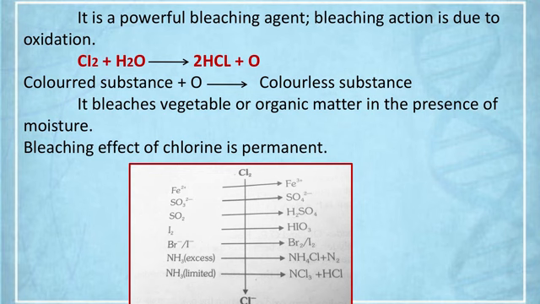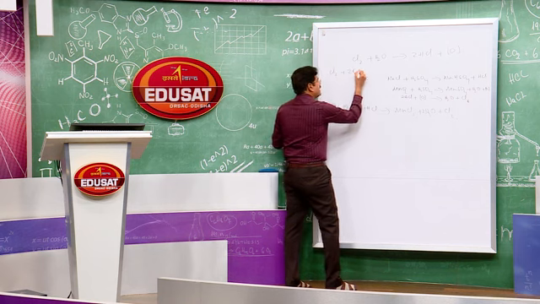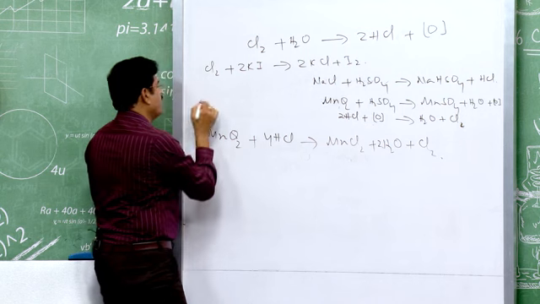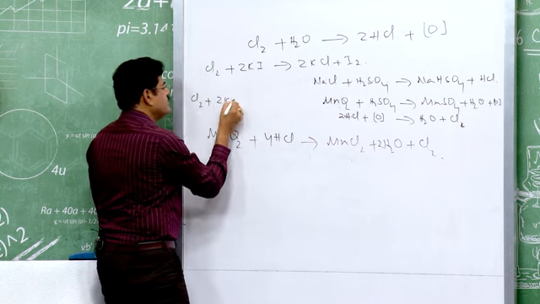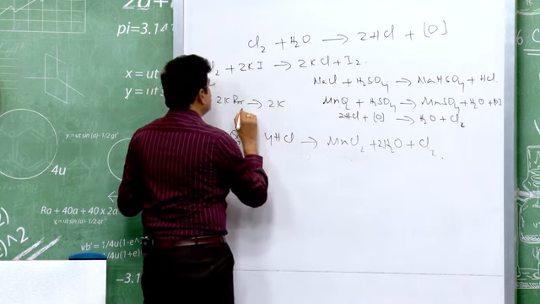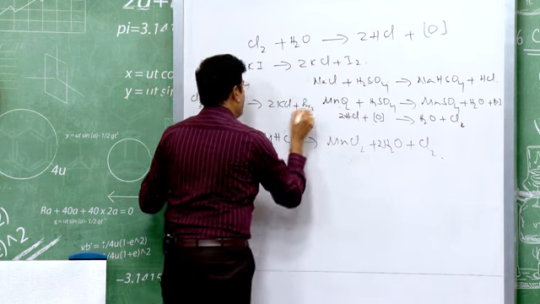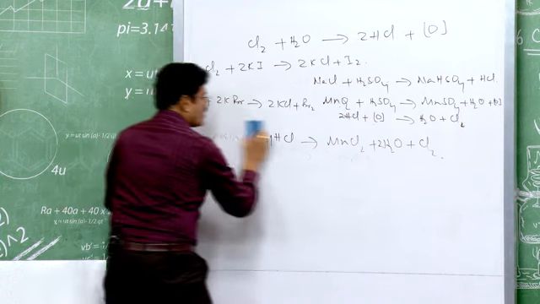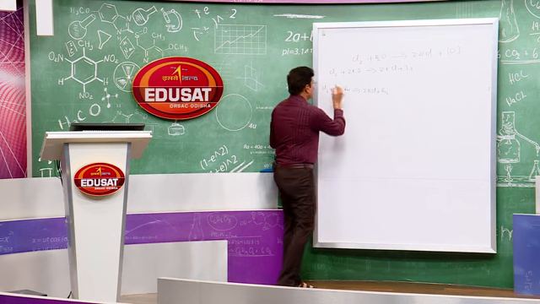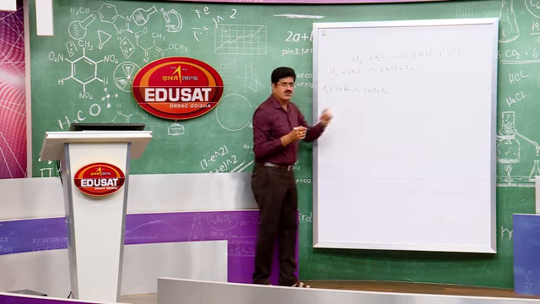You see, these are two important reactions. Let me write here. Cl2 with KI gives KCl and iodine. Cl2 with KBr gives KCl and Br2. See, chlorine oxidizes potassium iodide to iodine. Chlorine oxidizes KBr to Br2.